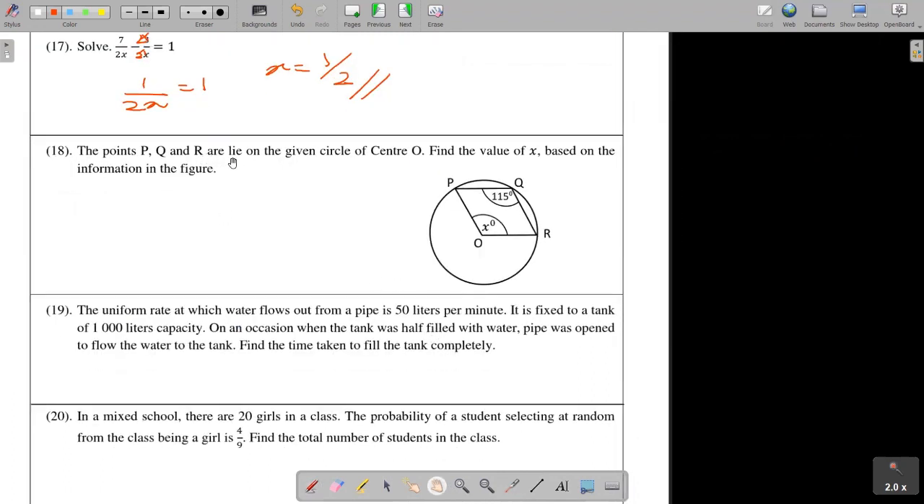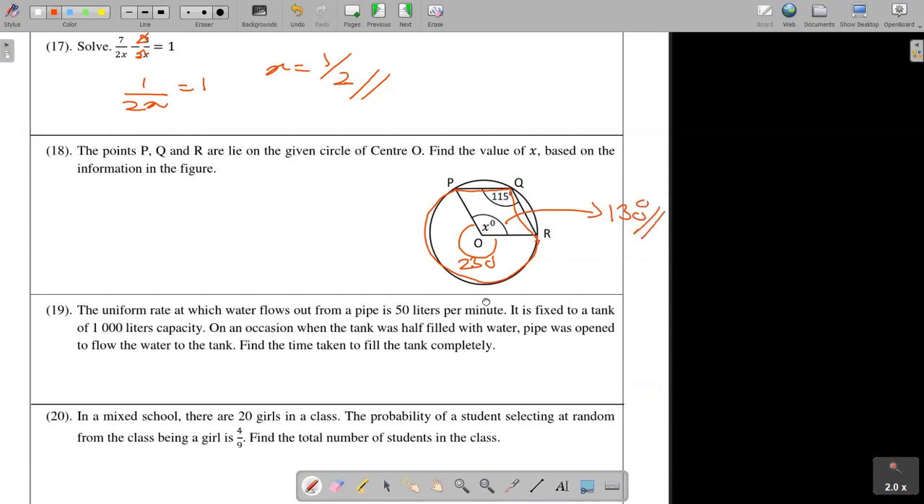The points P, Q, and R lie on the given circle of center O. Find the value of x. This is easy. This angle is subtended by this PR. What is the angle subtended by PR on the center? This one. The angle subtended at the center by an arc is equal to twice the angle subtended on the remaining part. Remaining part 150, so this is 230. Altogether 360, so this is 130.